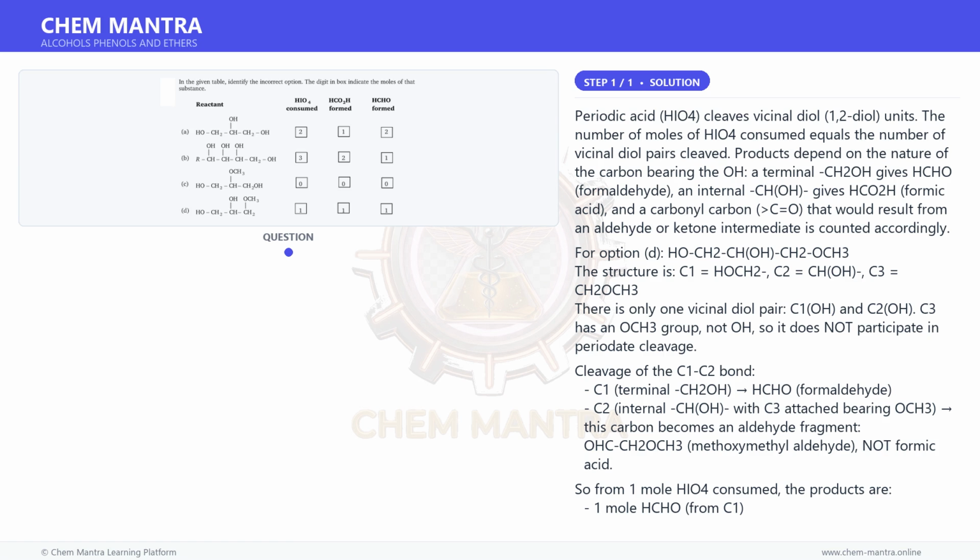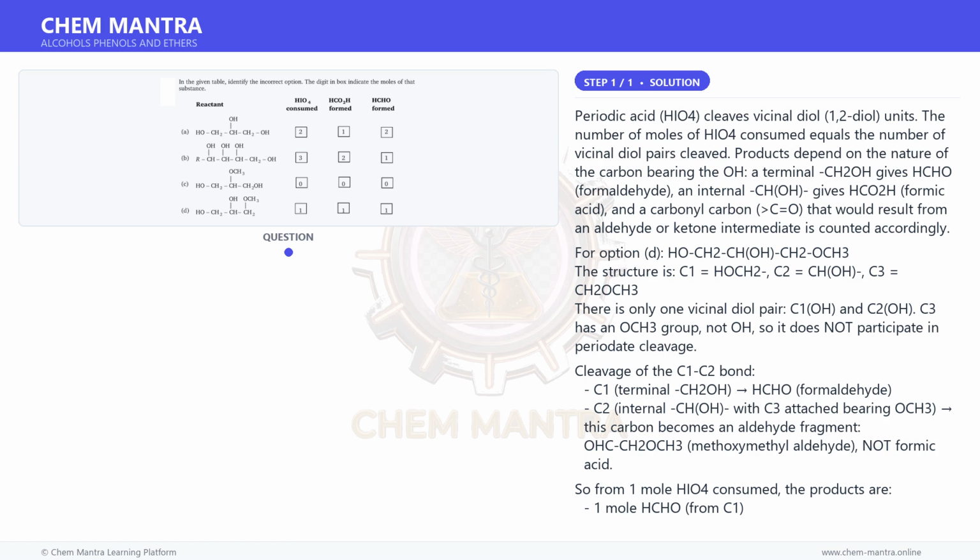Thus HCO2H formed should be 0, not 1. HCHO equals 1 is correct, and HIO4 consumed equals 1 is correct. The entry of 1 for HCO2H formed in option D is incorrect.